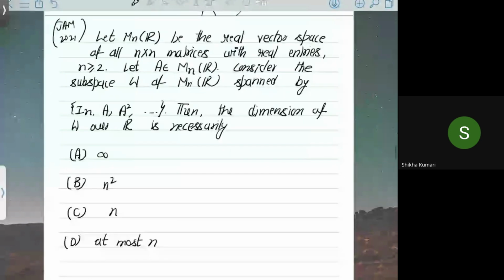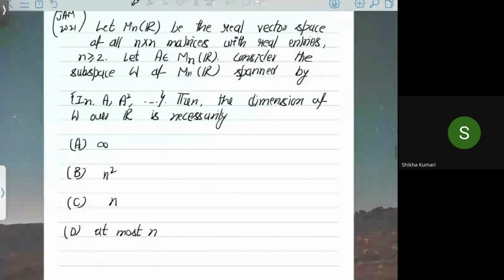Okay. Now let us come to this. This is again from January 2021. So this question says: let M_n(R) be the real vector space of all n cross n matrices with real entries, n is greater than or equal to 2, and let A be an n cross n matrix. Consider the subspace W of M_n(R) spanned by this thing.